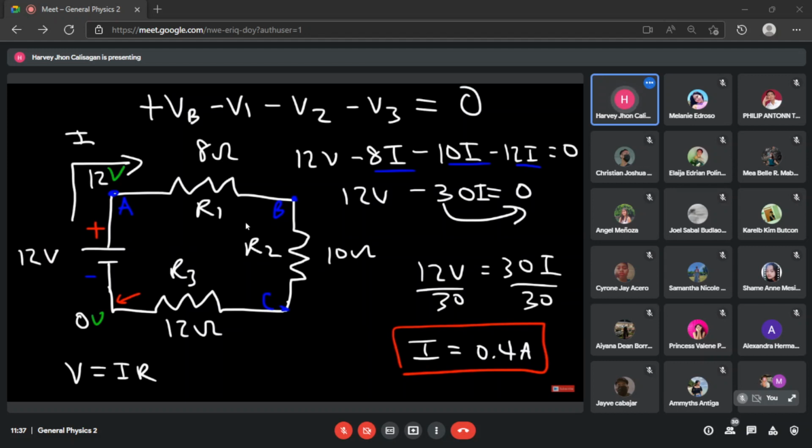So we need to calculate the drop across R1. So we can use V is equal to I R1. So we have the current, which is 0.4 amps. Now let's multiply by R1, which is 8. So 0.4 times 8 is 3.2. So the voltage is going to drop by 3.2. So if we take 12 volts and subtract it by 3.2, this will give us a potential of 8.8 volts at this point.